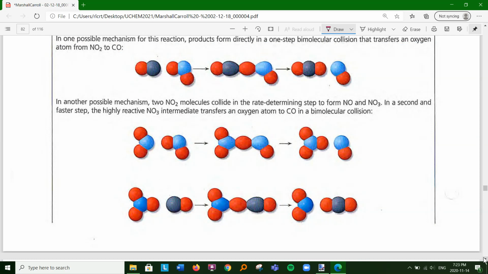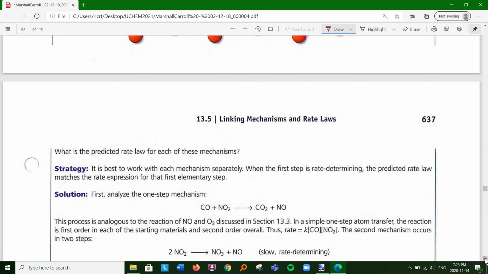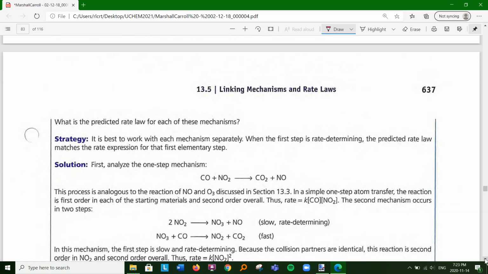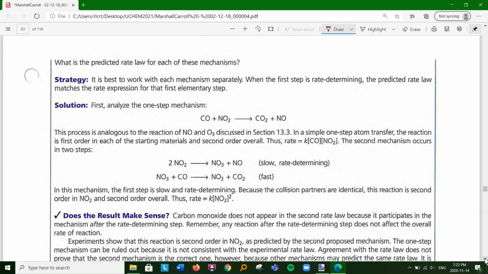So there's two possibilities. Experiment helps us decide what is the best one. The question doesn't ask for that though, it just asks what is the predicted rate law. So in the one-step mechanism, the rate law would just be k times [CO] times [NO2]. It's just one step. In the second mechanism, the rate would be k times [NO2] squared. NO2 times NO2, second order overall. Okay, so this reaction makes sense.